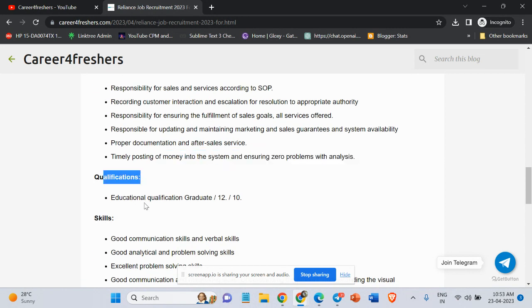Next is qualification. Educational qualification: graduate, 12th and 10th standard. Means they are indirectly saying anyone can apply for the job. Any graduate can apply. Even 10th standard, 12th standard, or any graduate, UG, PG, ME, MTech, BCom, BCA, BSc, MSc, BE, BTech, all diploma holders are eligible to apply for this job.